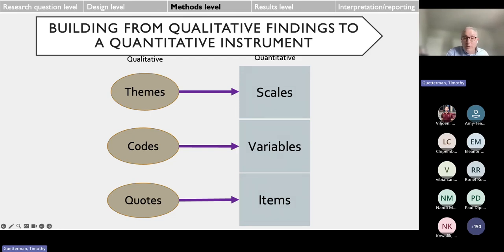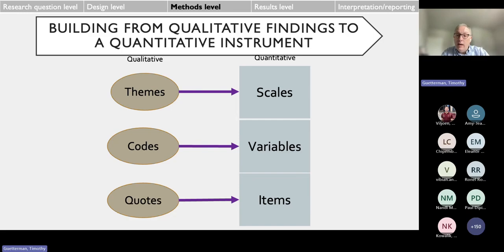So themes are informing what are the major scales or the major sections on my instrument. Qualitative codes, we're using codes to identify the variables that are core to each of the items or questions on this instrument. And then we're using quotes to actually inform the item writing itself. So we're using the words of participants as opposed to our language as researchers, which is really, really important. It's using the language of your audience ultimately.